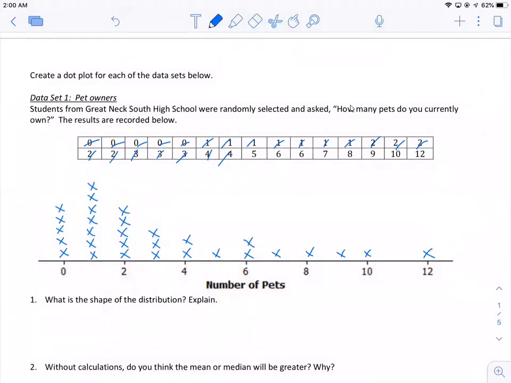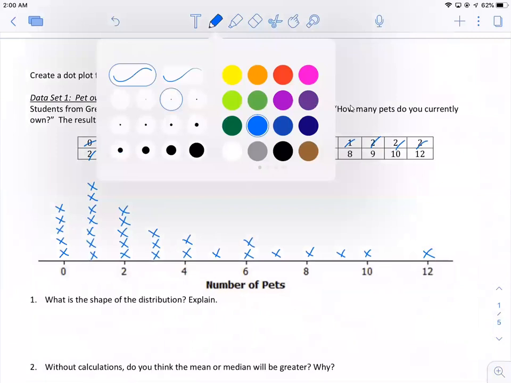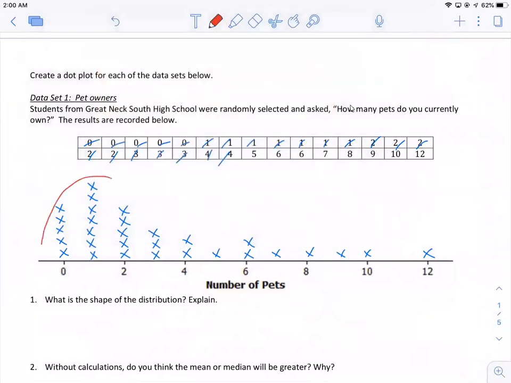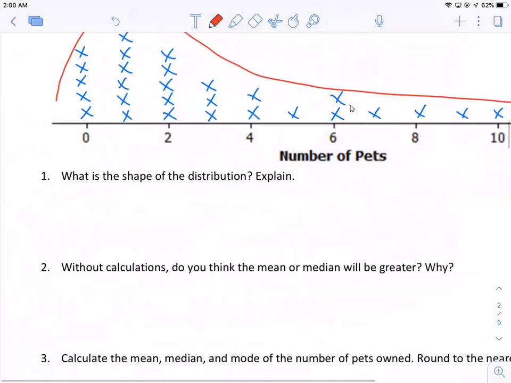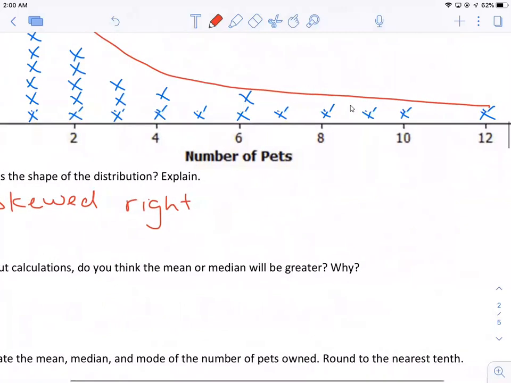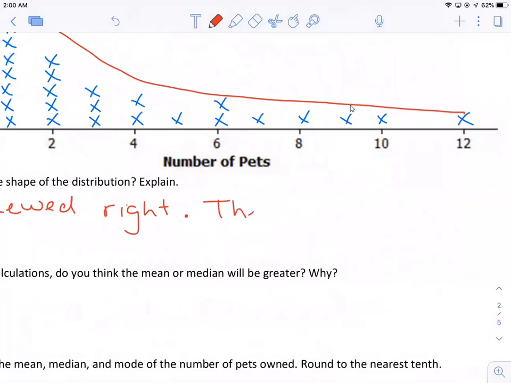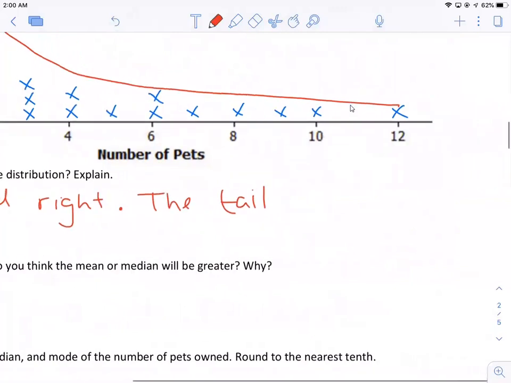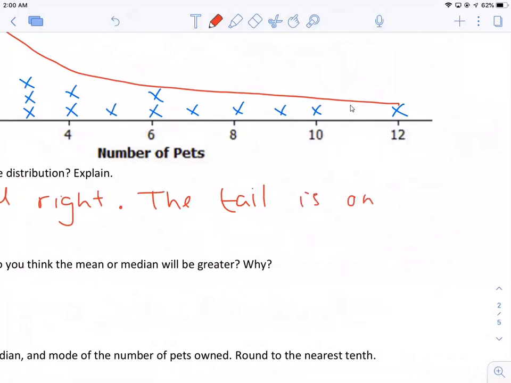All right, so what is the shape of this distribution? Well, we have quite a long tail, as you can tell, on the right. So this is going to be called skewed right. This distribution is skewed right. And for the explanation part, we can just say the tail is on the right side.